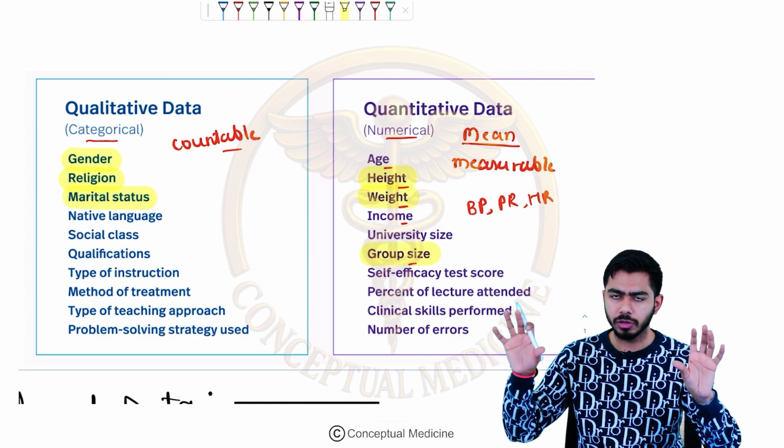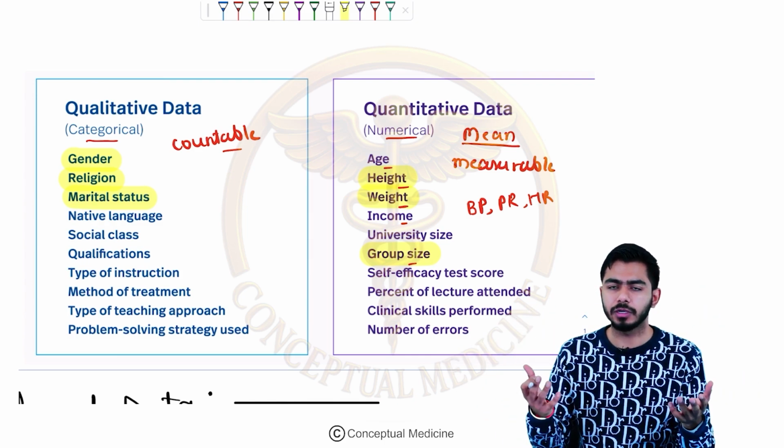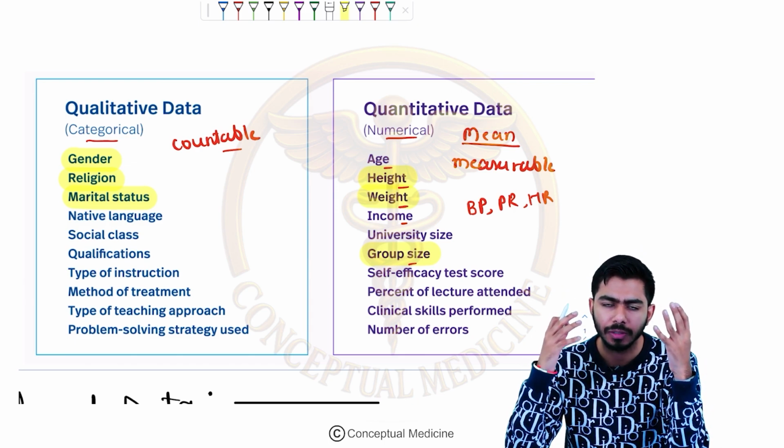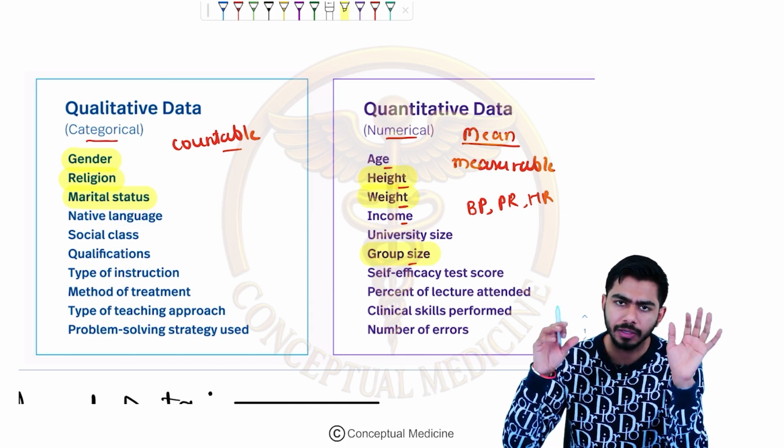Okay, so quantitative and qualitative, once it is clear, now we shall move on to the scales of the data. And in the scales of the data, we shall be talking about the 4 types, 4 scales of the data we are having. What are the 4 scales?